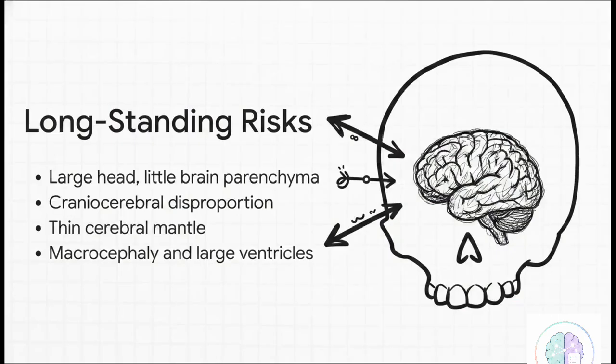We also absolutely cannot skip the major structural risks that come with long-standing hydrocephalus. Think about children initially presenting with macrocephaly and large ventricles. They often have a very large head that houses very little actual brain parenchyma, leaving them with a thin cerebral mantle. Medically, this structural mismatch is called craniocerebral disproportion, and it skyrockets their SDH risk just because of the sheer volume of empty space that can form inside the skull once that fluid is finally drained.